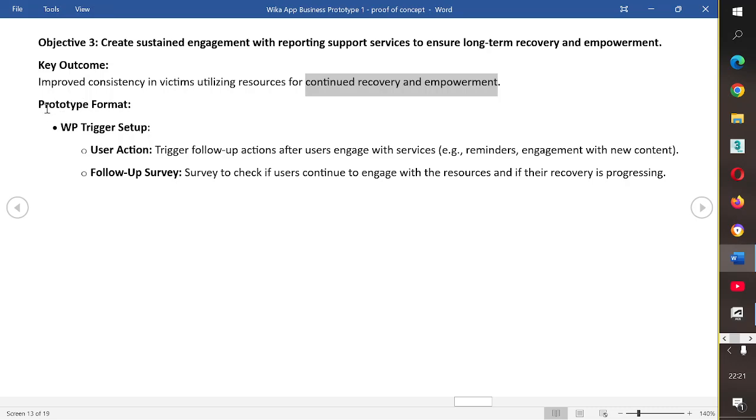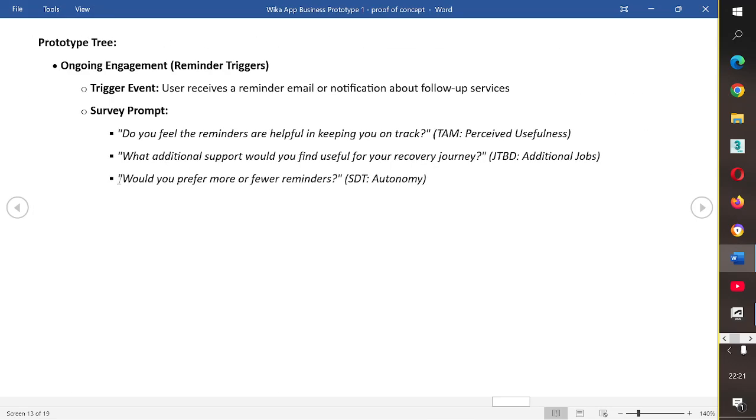And now the prototype format. Again, we have the user action and the survey. Let's look at the questions. The first question is on ongoing engagement: Do you feel the reminders are helpful in helping you to track?